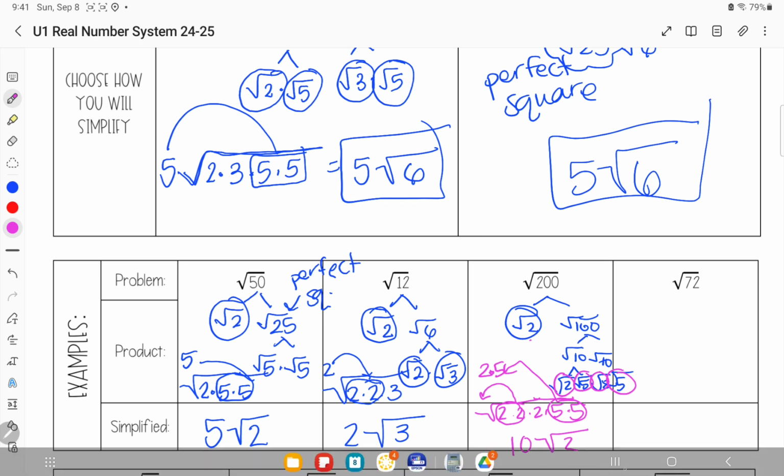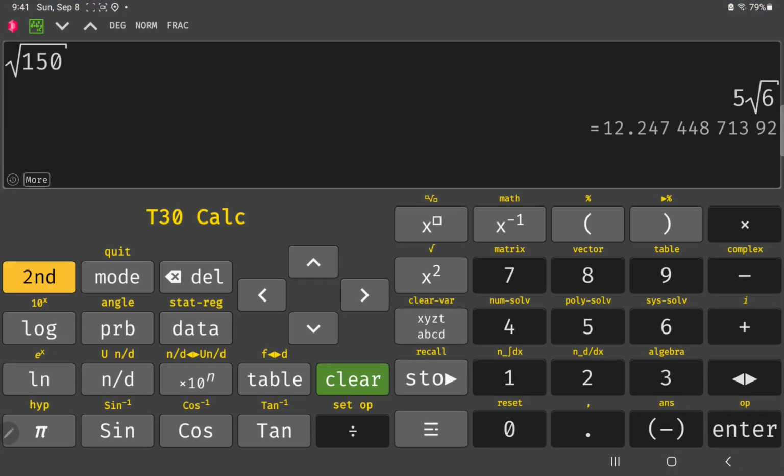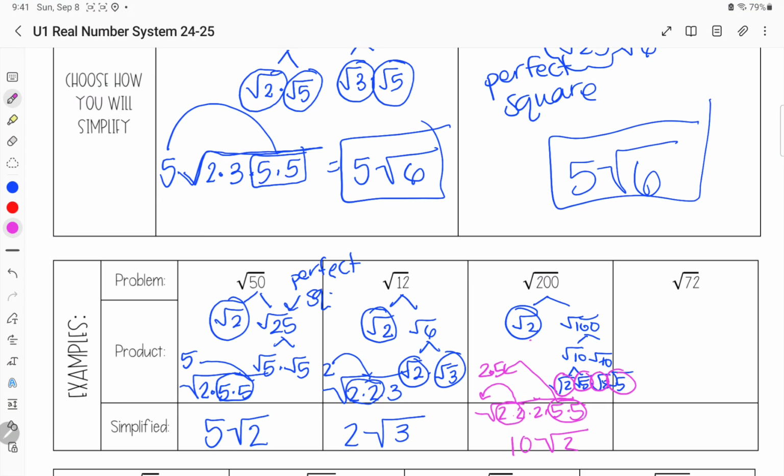Now, just to show you, I'm going to do root 200, or radical 200. And you'll notice we get the 10 outside and the 2 inside. And that's because we were able to pull a perfect square 25 out, which was 5, and a perfect square 4 out, which was 2. So we were able to pull out 10, and the only thing that was left under there is 2. If there would be more things left under there, we would have multiplied them together as well.